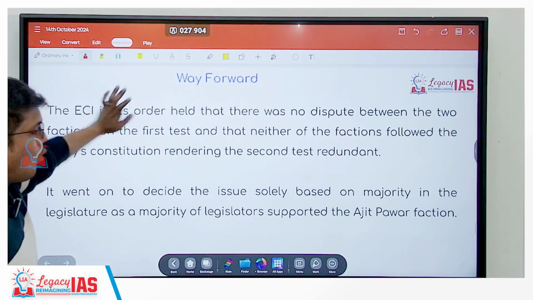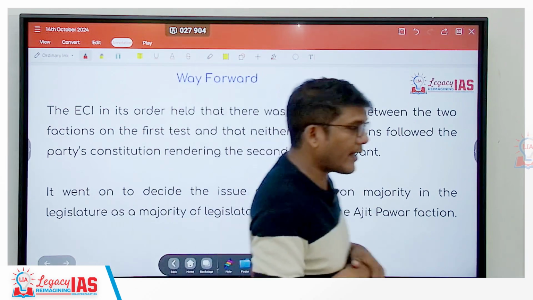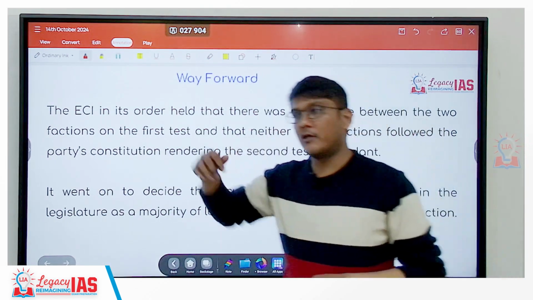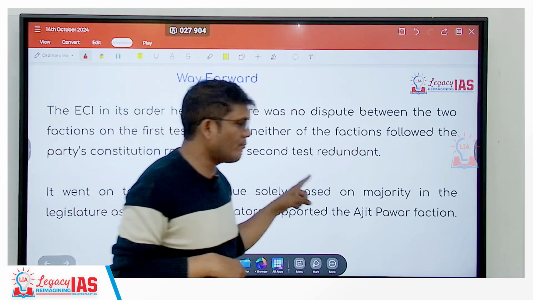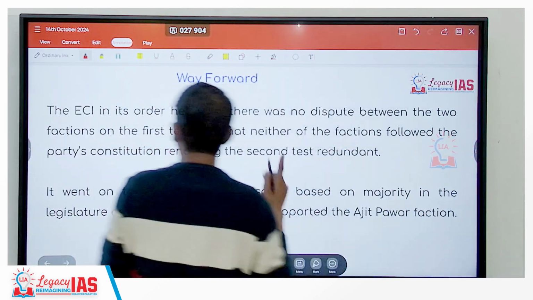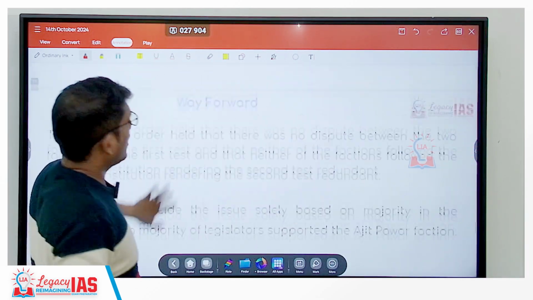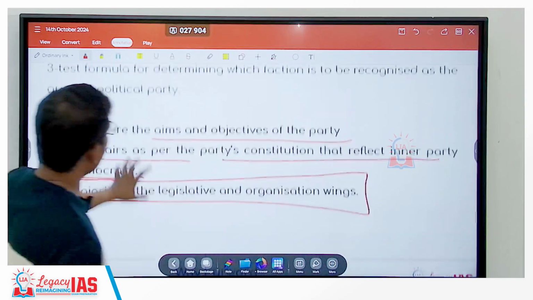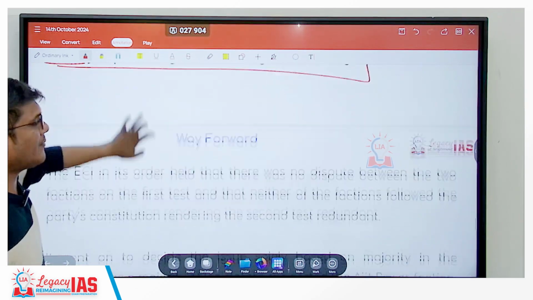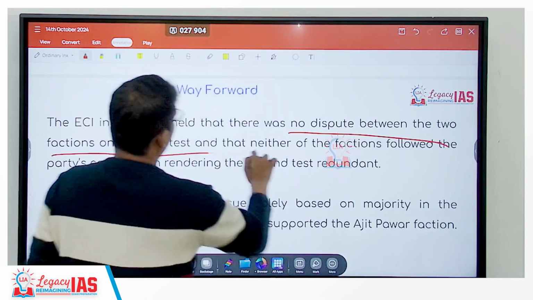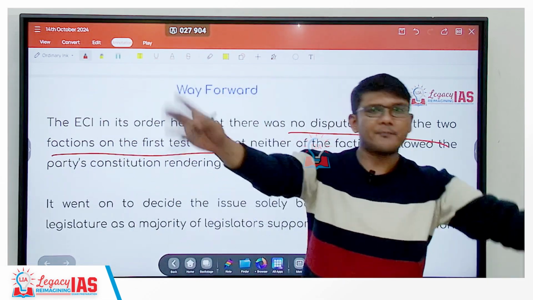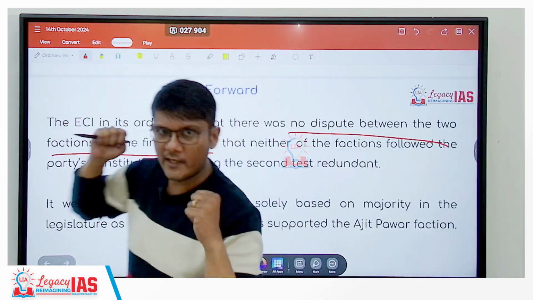Okay, now what happened? We saw there are three criteria through this Supreme Court judgment many years back. So why did the Election Commission of India give the symbol to NCP? Because we are saying the aims should be the same. The aims were the same. There was no dispute between the two factions on the first test, that is the aim. They kept the aim the same, both of them, right?